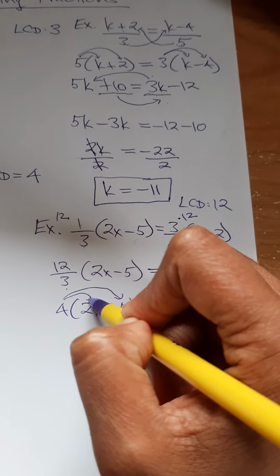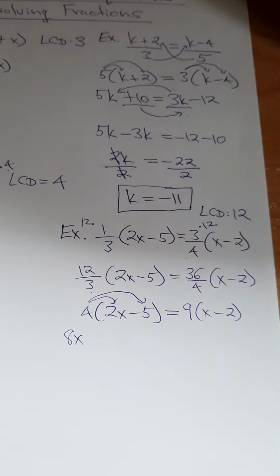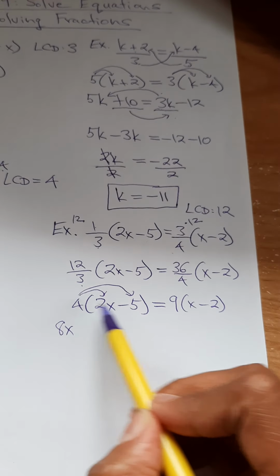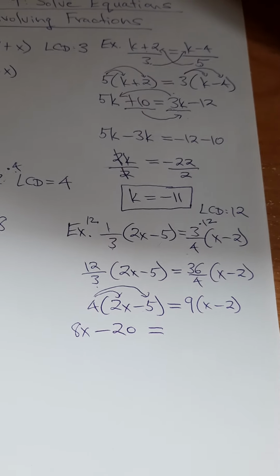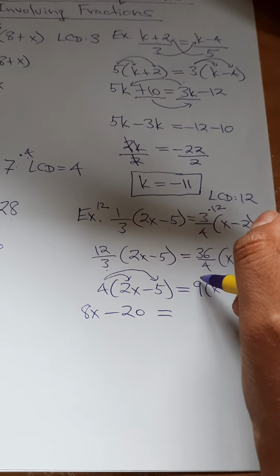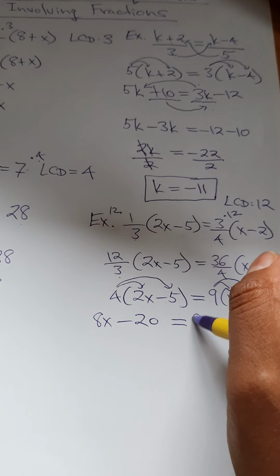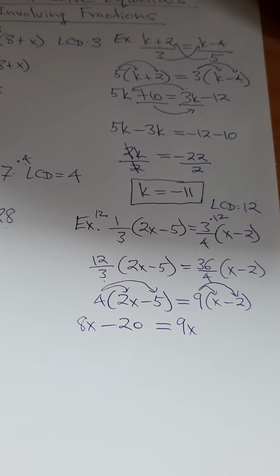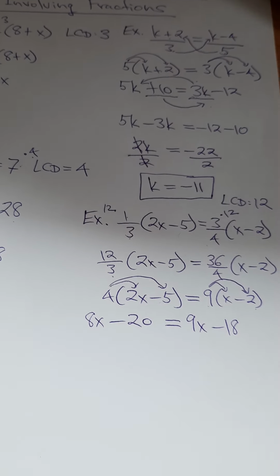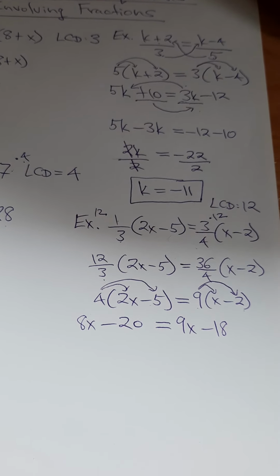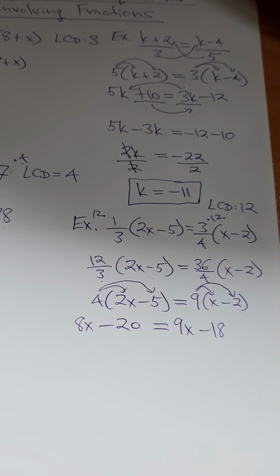In this last step, we're going to do the distributive property here. So we'll just make some arrows. So 4 times 2x, so 8x. And then you're doing 4 times negative 5, so negative 20, equals, let's make our arrows, 9 times x, which is 9x. And then you're doing 9 times negative 2, negative 18. Everyone's good there?